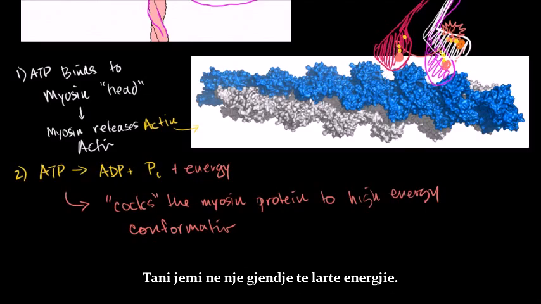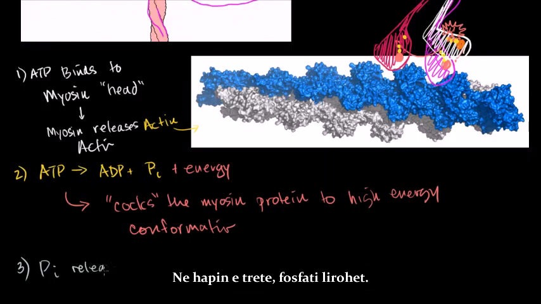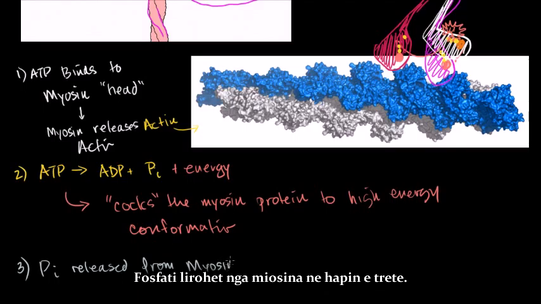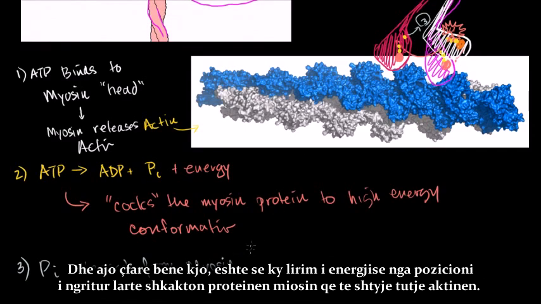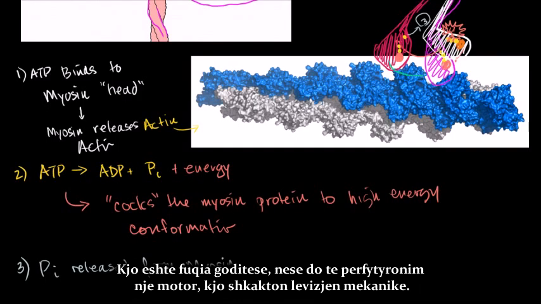Now we're in a high energy state. Let me write this down. In step 3, the phosphate is released from myosin. That's step 3 right there, a phosphate group being released. And what this does is it releases the energy of that cocked position, and it causes this myosin protein to push on the actin. This is the power stroke, if you imagine an engine. This is what's causing the mechanical movement.